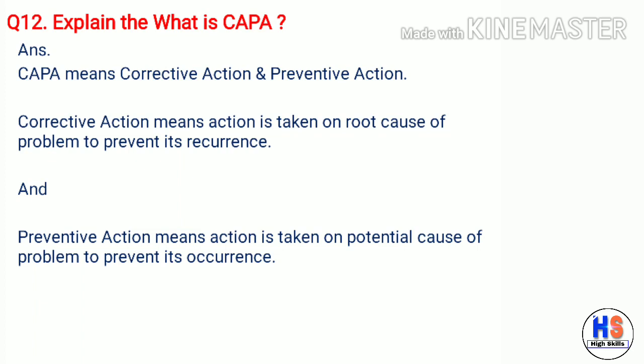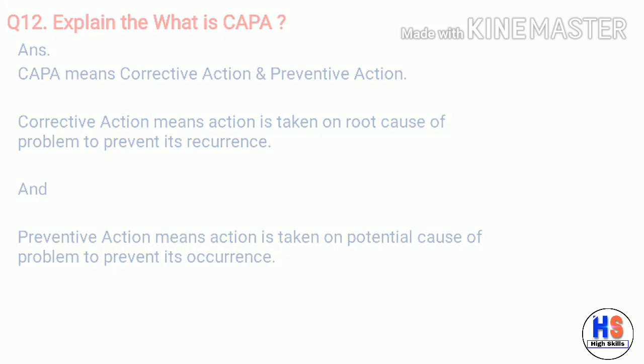The next, 12th question the interviewer can ask you is: what is CAPA. Its answer is: CAPA means corrective action and preventive action. Corrective action means action taken on the root cause of a problem to prevent its recurrence, and preventive action means action taken on a potential cause of a problem to prevent its occurrence.